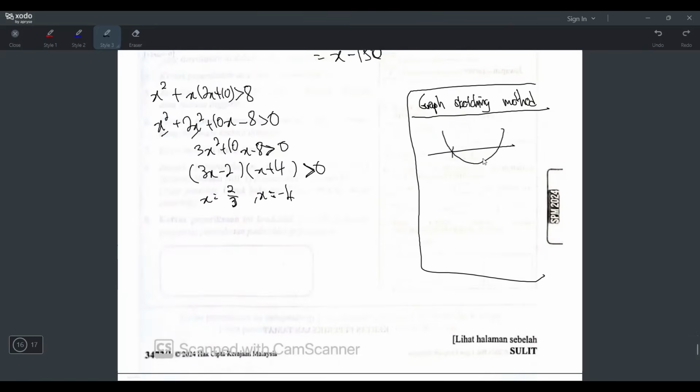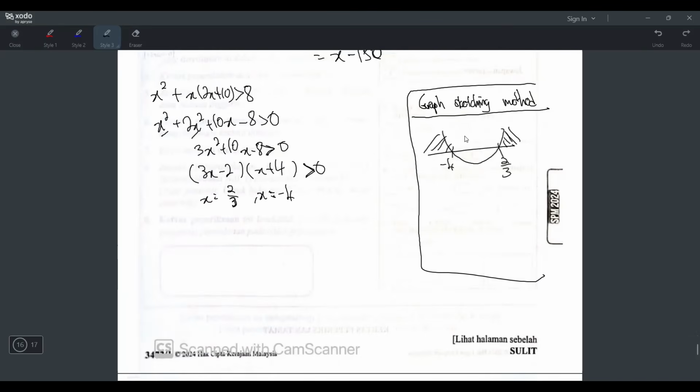You sketch a graph and then draw axis. Here you put the small number, negative 4. Here you put 2 or 3. And then you look at the bracket's sign. If the bracket is bigger, you roll it in two regions, like here and here. But if they say smaller, then you roll it in the middle.